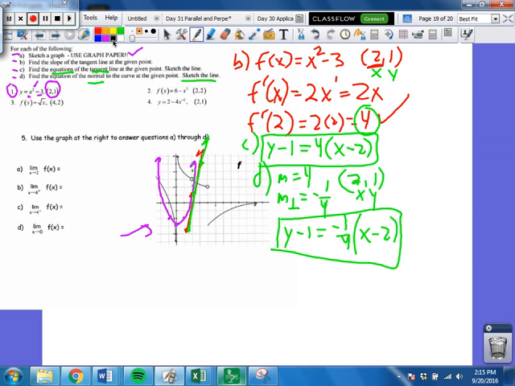So I'm going through this point right here, and the perpendicular slope is negative 1 over 4, down 1, right 1, 2, 3, 4. So it looks like that, and there's my normal line right there. And I'm done with part 1.